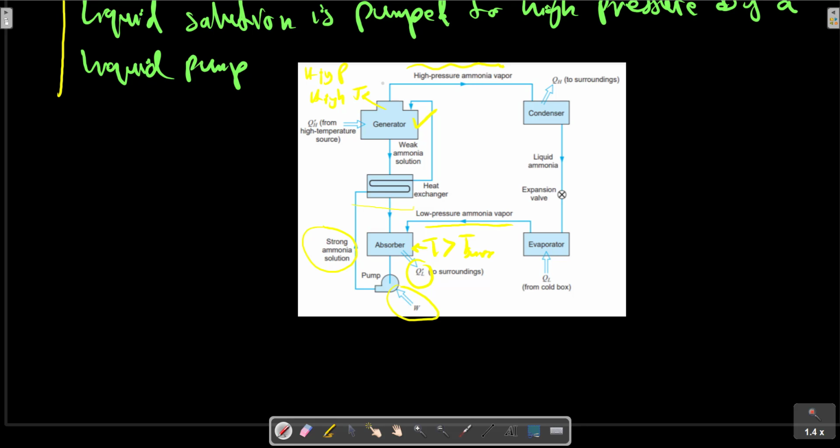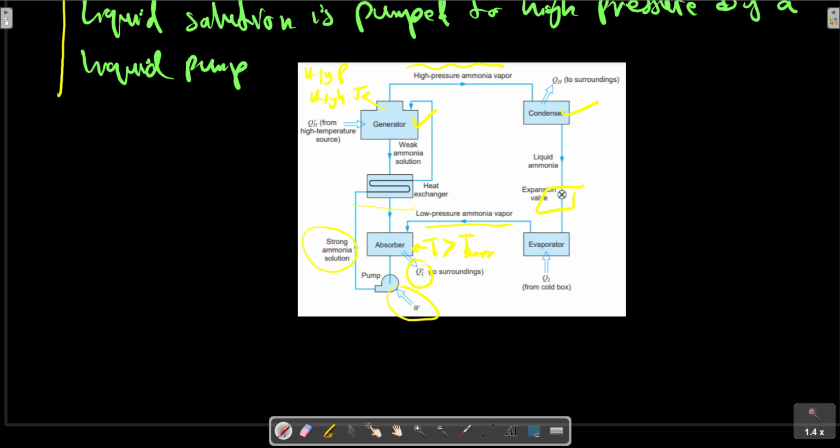The ammonia vapor goes to the condenser, where it is condensed as in a vapor compression system, and then the expansion valve and evaporator complete the cycle. The weak ammonia solution is returned to the absorber through the heat exchanger.